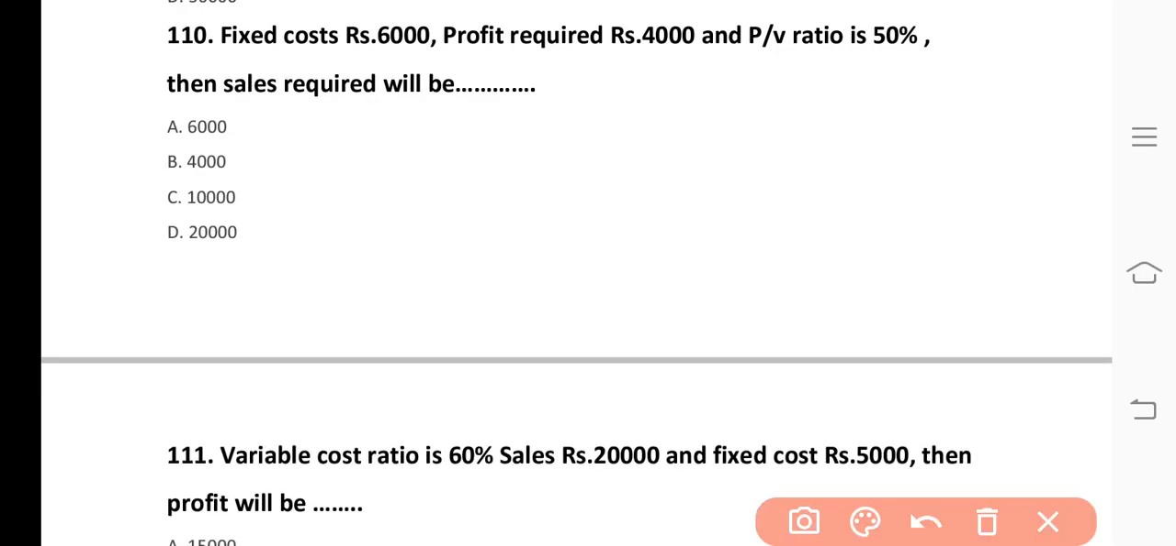MCQ number 110. Fixed costs rupees 6,000, profit required rupees 4,000, profit volume ratio is 50%, then sales required will be equal to: option A 6,000, option B 4,000, option C 10,000, option D 20,000. So correct option is option D, 20,000.